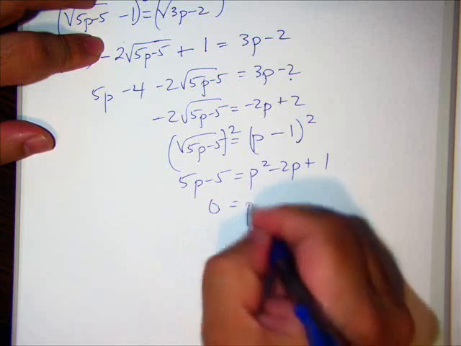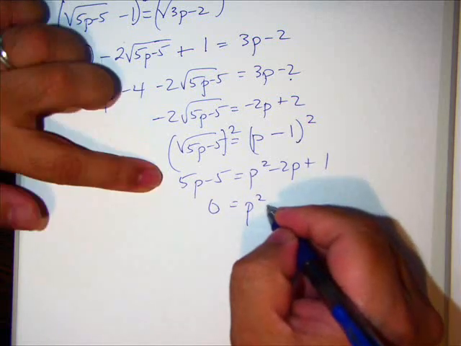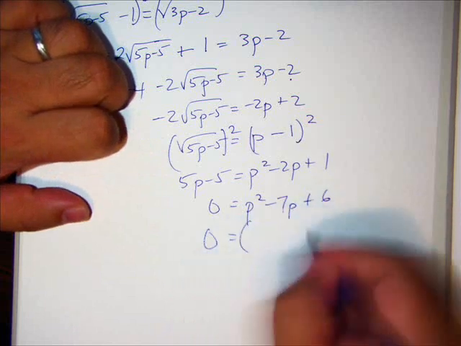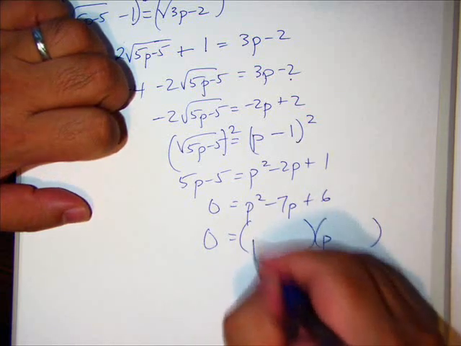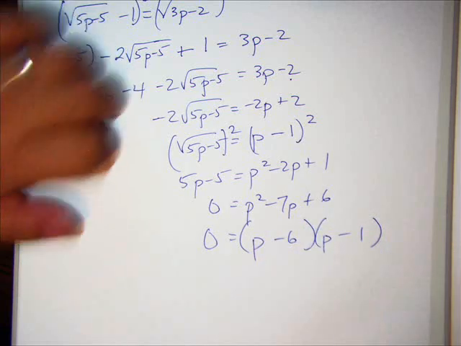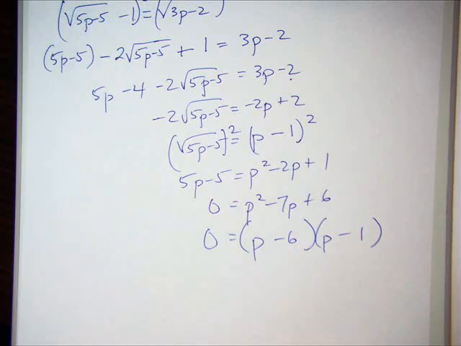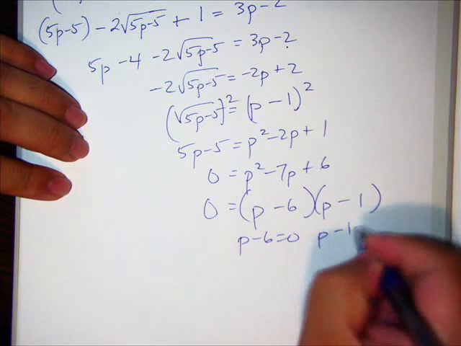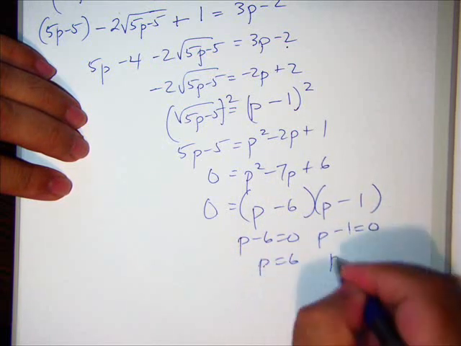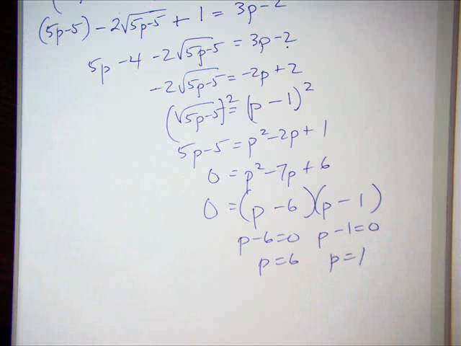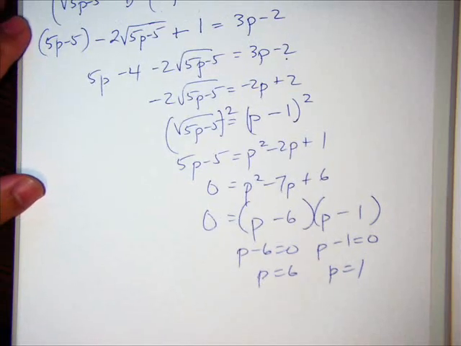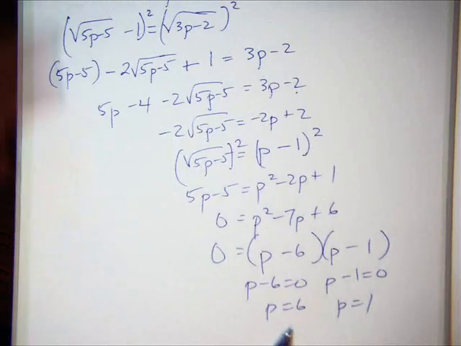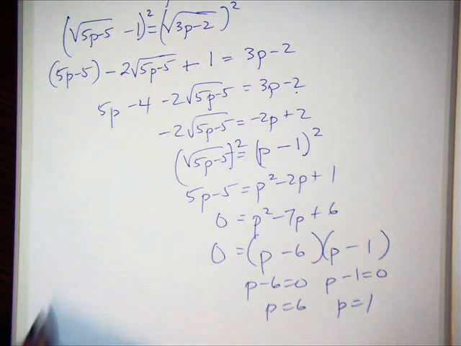Move it to the right. P squared minus 7p plus 6. Oh, an easy factoring problem. Minus 6 minus 1. There we go. Oh, I'm not done. P minus 6 equals 0. P minus 1 equals 0. P is 6 and P is 1. Wow. Alright. Let's see what we're looking at. So we need to go back and check to see if it fits in the original.